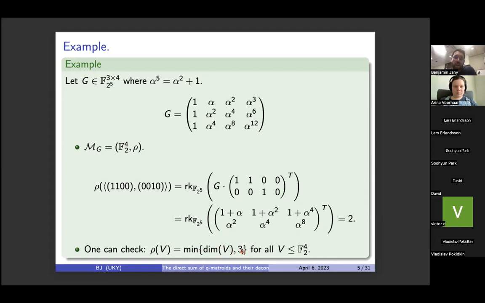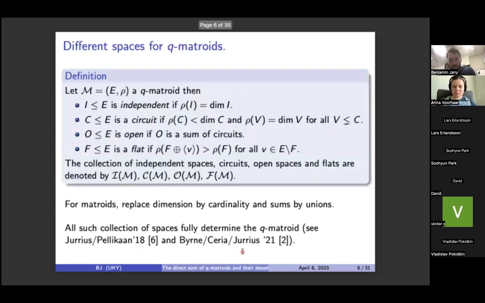Now that we looked at an example, hopefully it makes a little more sense how to get a q-matroid from a matrix. So now let's get into more of the q-matroid theory. Just like for classical matroids, we can define different types of spaces for a q-matroid. If we start with a q-matroid, we can define the notion of an independent space: I is a subspace of E and is independent if the rank of I is equal to its dimension.